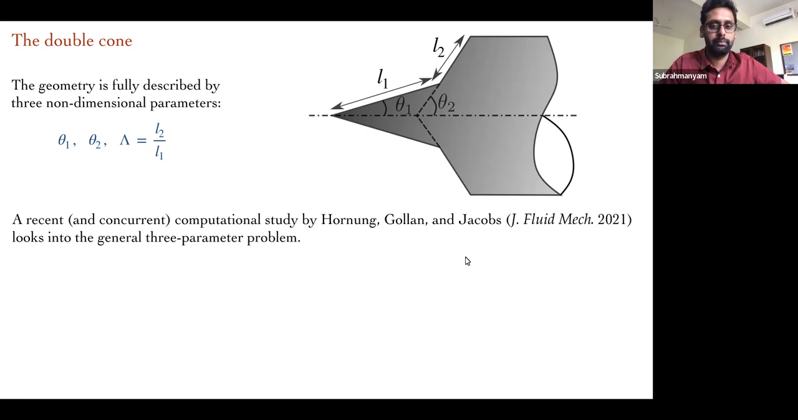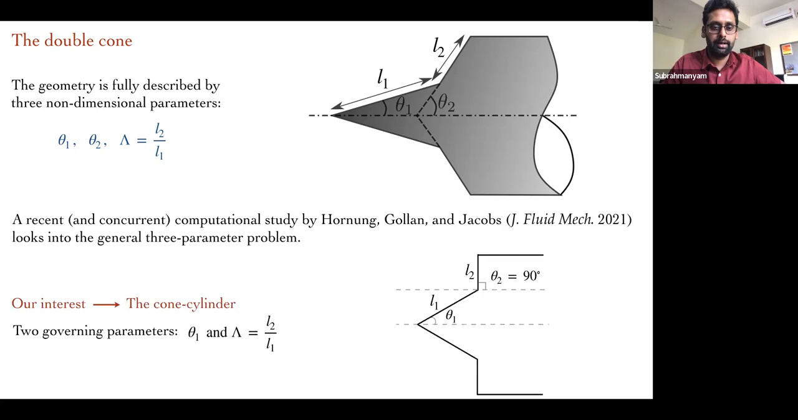This was a computational study that, interestingly, they were working on in parallel at the same time that we were doing our experiments, and it's only later when both of us submitted our papers that we got to know of each other's efforts. So I'll talk a little bit more about Hornung's work later on in the seminar.